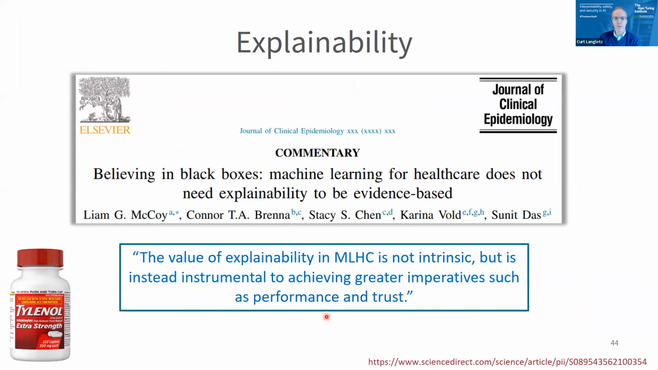On the other hand, I agree with the points made in the talk earlier, which is that explainability in some ways is a secondary issue. This is a wonderful article, just came out in the Journal of Clinical Epidemiology, that talks about the fact that explainability in machine learning and healthcare is not necessarily intrinsic, but is instead instrumental to achieving the greater imperatives, which are performance and trust. And the way we measure those things is the same way we measure the fact that Tylenol works, which again, we don't really know how it works. We just know that it does. And that's through things like clinical trials. This is from the University of Toronto.